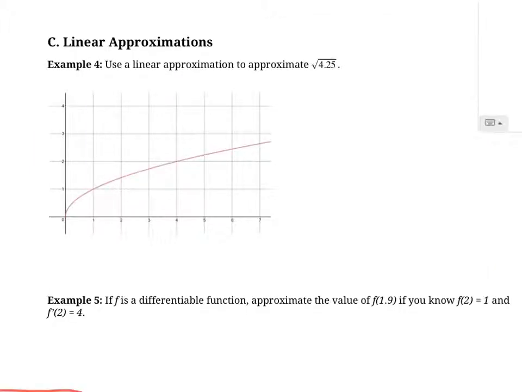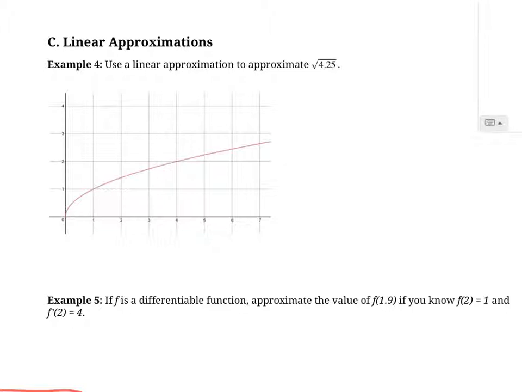So here's another example. This is an example of how this is actually practical. Say I wanted to approximate the value of the square root of 4.25. We could just take a calculator and plug in the square root of 4.25, but I don't actually have a calculator around me right now, so I couldn't figure that out if I wanted to. How can we approximate that value using this?